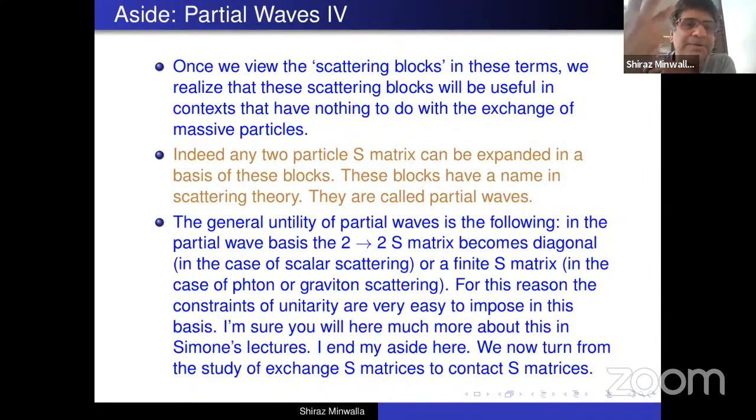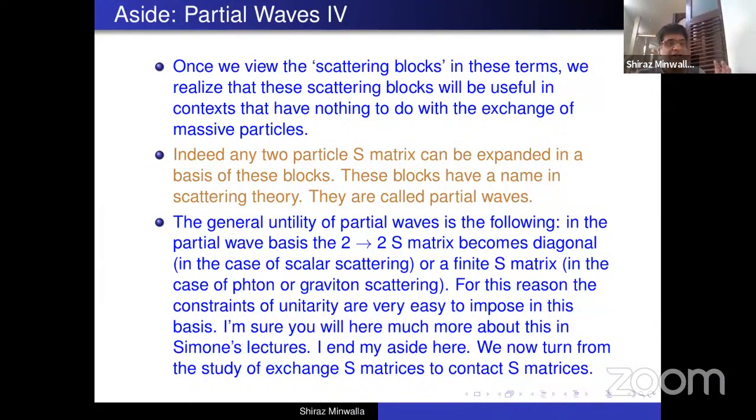And the partial wave decomposition, as you've probably heard in Simon's lectures, is very convenient because angular momentum is conserved in scattering. If you take an angular momentum in your initial state and an angular momentum in your final state, you only have to glue the same angular momentum together. Moreover, the number of two-particle states with any fixed angular momentum is always finite. So S matrices in this basis become finite-dimensional matrices rather than infinite-dimensional ones, and therefore constraints, for instance of unitarity, are very easily implemented in this partial wave basis.